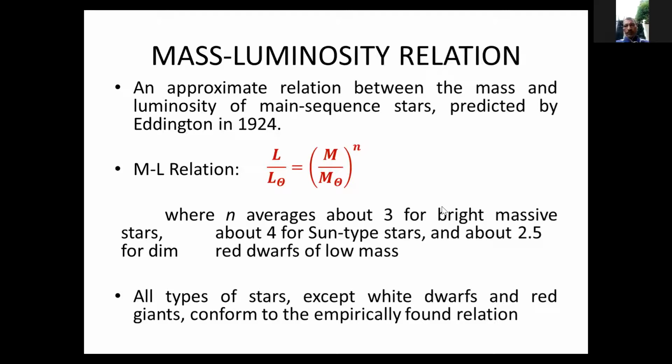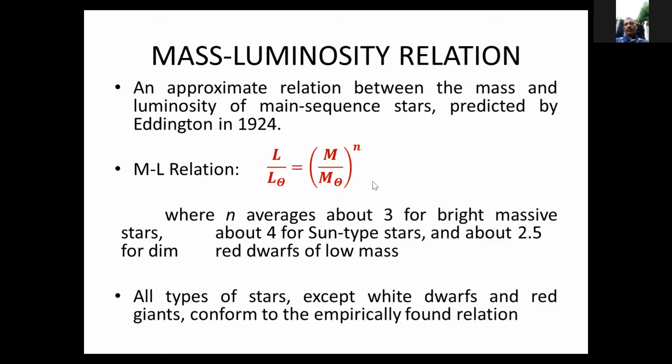In the previous section, we have seen the variation of luminosity with temperature through the HR diagram. Now we are going to talk about absolute luminosity and focus on the mass luminosity relation of stars. We know that the absolute luminosity of a star is a measure of how bright it is and how much energy it puts out in all electromagnetic spectra. The mass luminosity relation is an approximate relation between the mass and the absolute luminosity of main sequence stars, and this was predicted by Eddington in 1924.